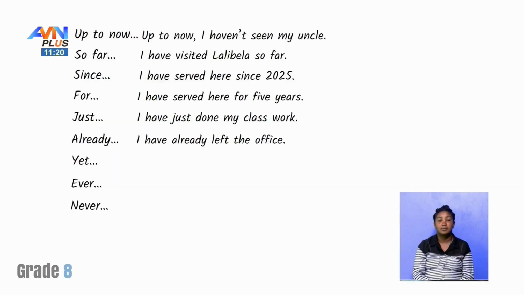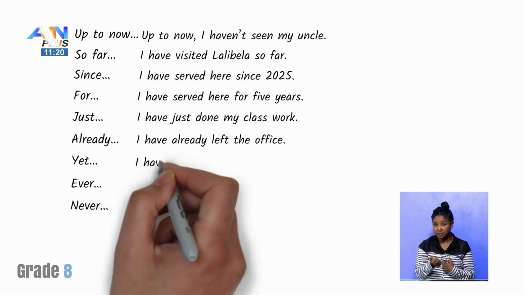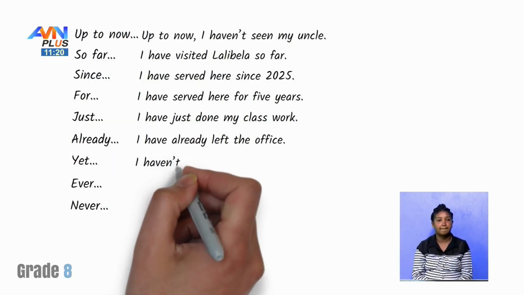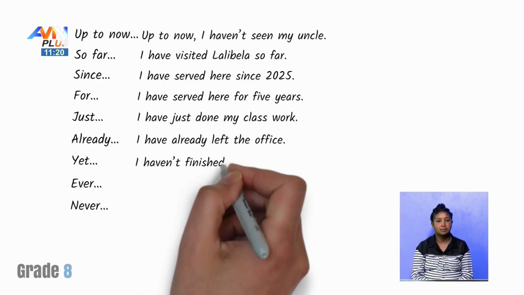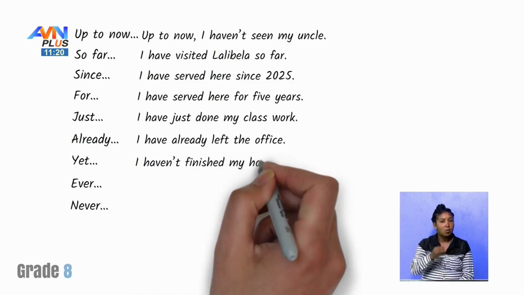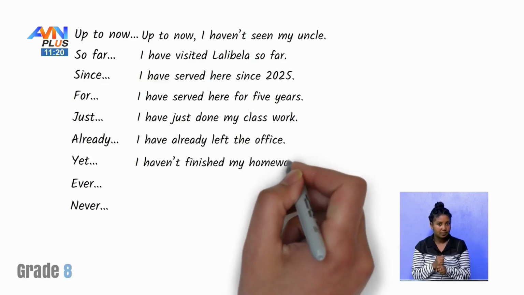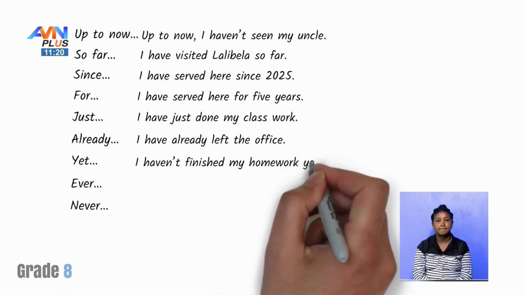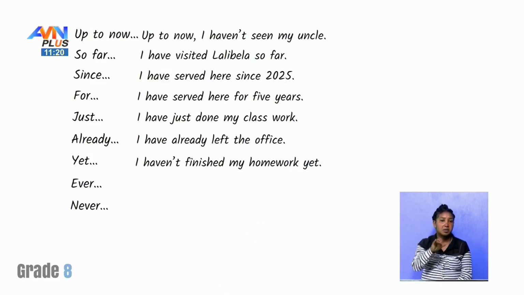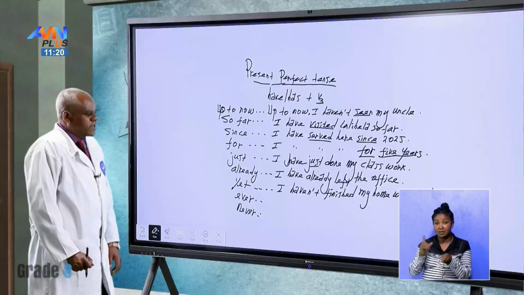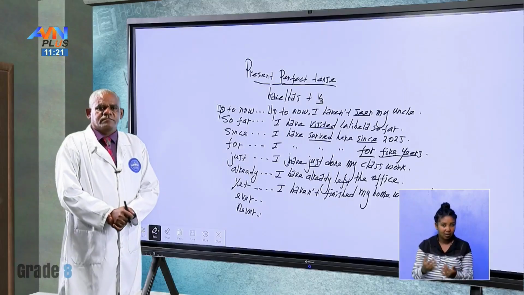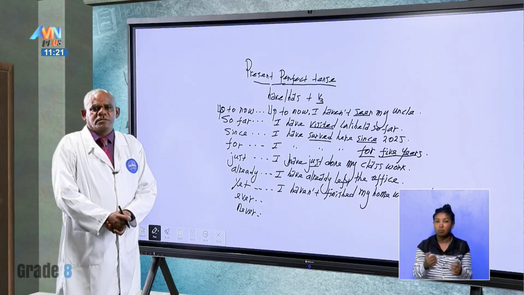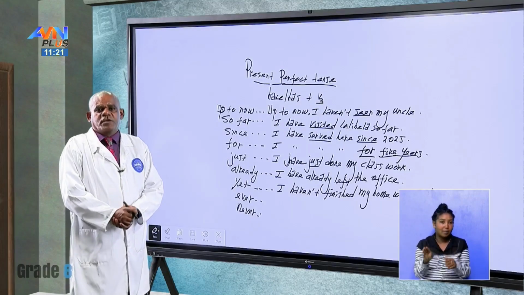Yet, when it comes to here now, I haven't finished my homework yet. Look at the position. Where does it lie? At the final position. Okay? I haven't finished my homework yet. Still now you are doing it. So now the word is: still now you are doing. You are busy doing your homework.